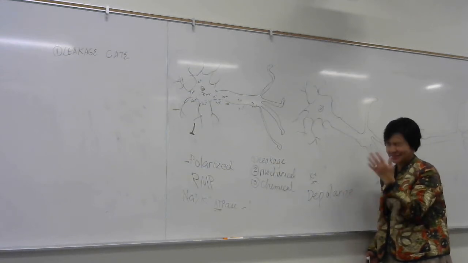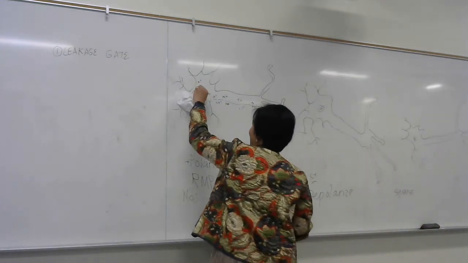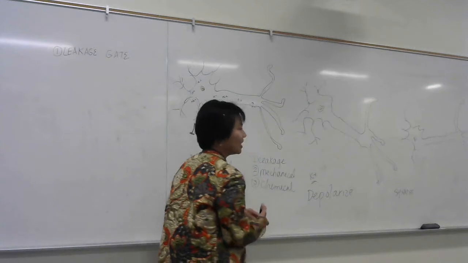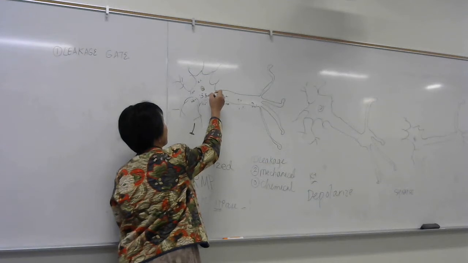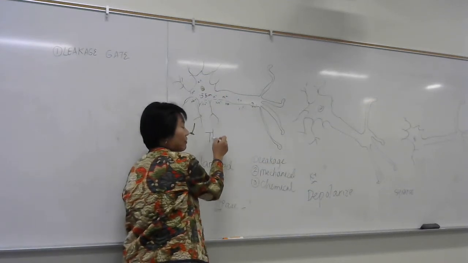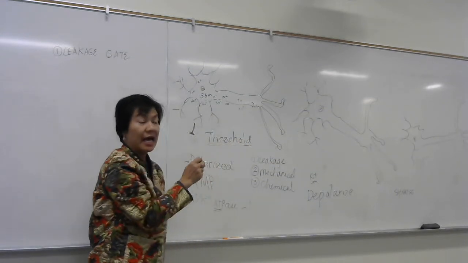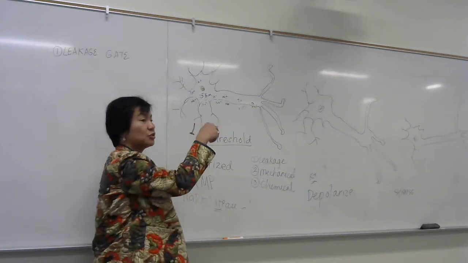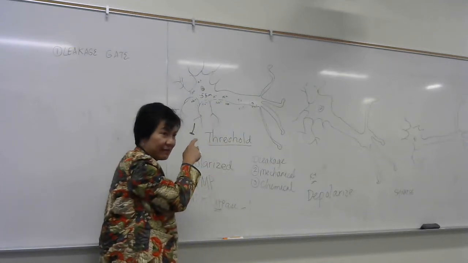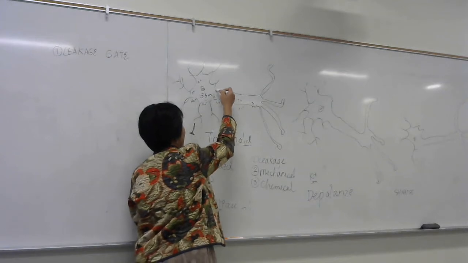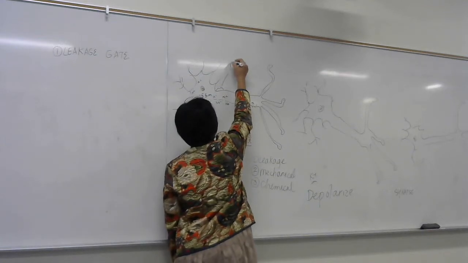Where? The cell body and dendrite area. You depolarized it, and if the stimulus is strong enough to change the charge to minus 55 millivolts, this is referred to as the threshold potential. If a stimulus is strong enough to bring sodium ions inside and reach minus 55, then right here, this first part of the axon, is called the trigger zone.